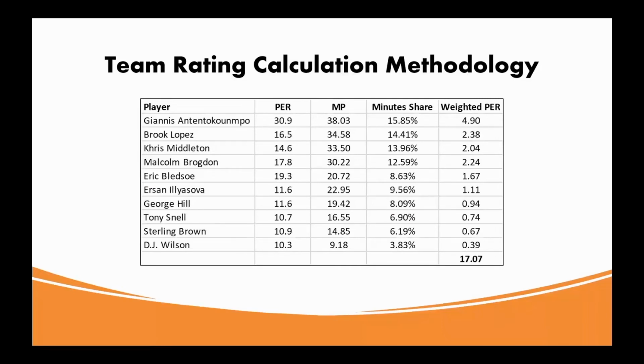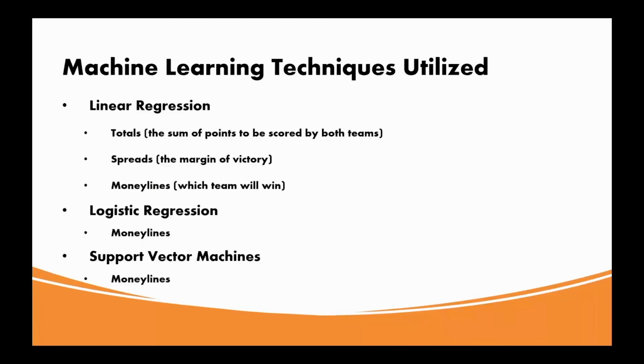And these team ratings were then used to calculate game outcomes using 3 different machine learning techniques. The first was a linear regression, which was used to examine totals, which is a term for the sum of points to be scored by both teams, spreads, which is a term for the margin of victory in the game, and money lines, which is a prediction of which team will win the game. A logistic regression and a support vector machine were also used to predict money lines.